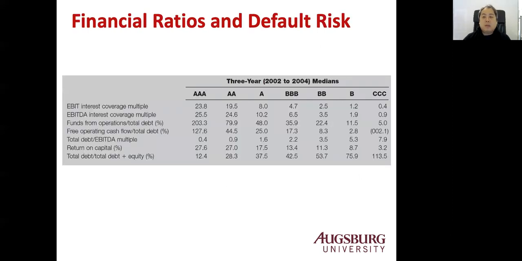So there is a consistent tendency from AAA to CCC, which is from the very best to the very bad one, right? This is the average of each ratio, and the tendency is pretty consistent. So one way to see the default risk is looking at the related ratios in the financial statements.